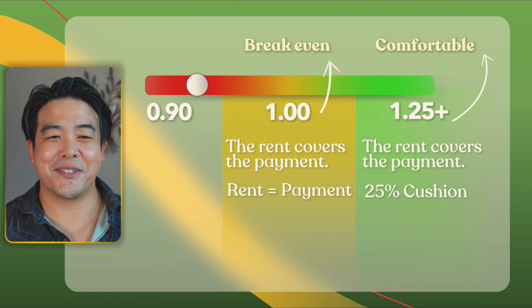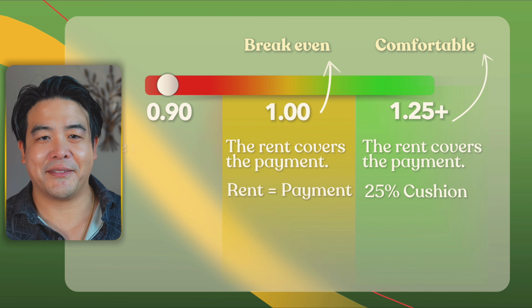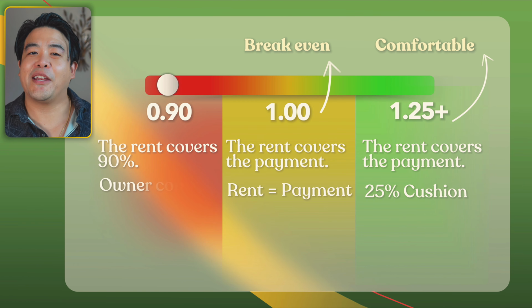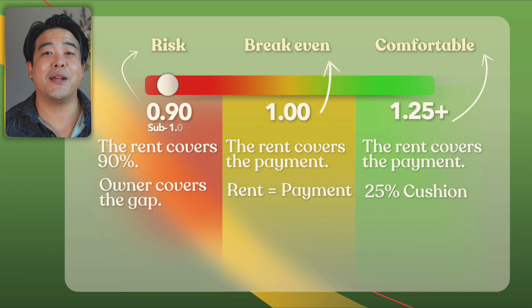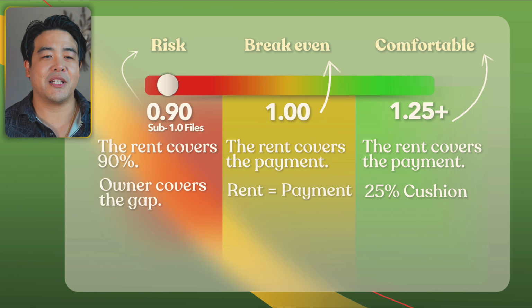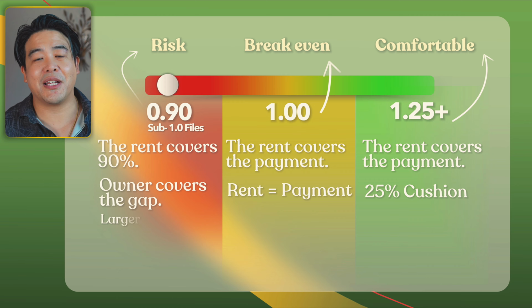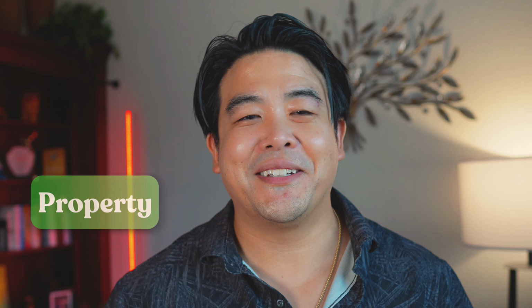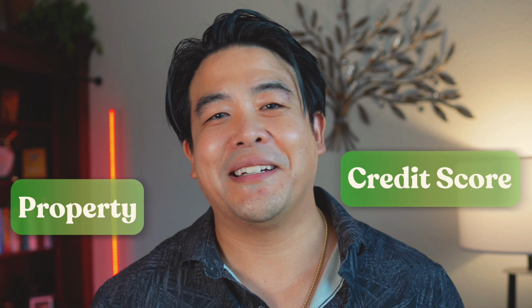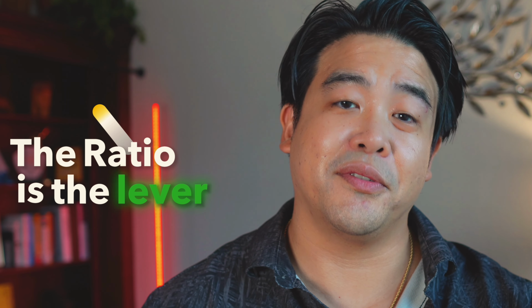Now, below 1.0, say you come in at 0.9. The rent covers 90% of the payment and you're covering the rest out of your own pocket every month. Some lenders look at sub 1.0 files. Some won't touch them. When they do, expect a larger down payment, tighter terms, and more scrutiny. And it depends entirely on the property, your credit, your reserves, and which lender we take it to. I'm not going to tell you a specific rate because rates move and your situation is yours. What I'll tell you is this: the ratio is the lever. Improve the ratio, improve the file.